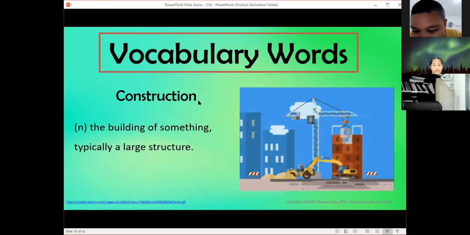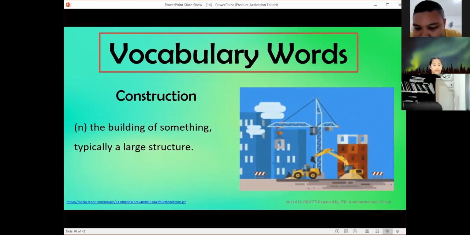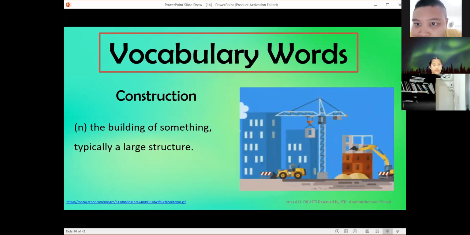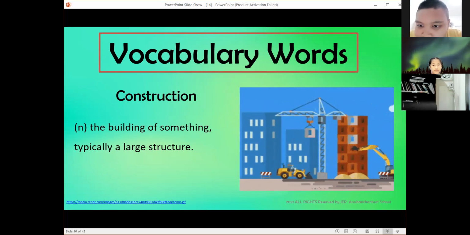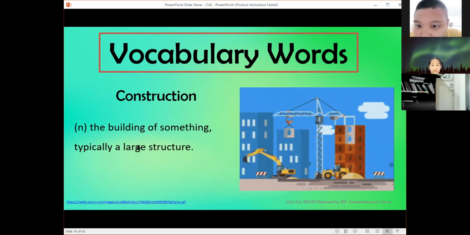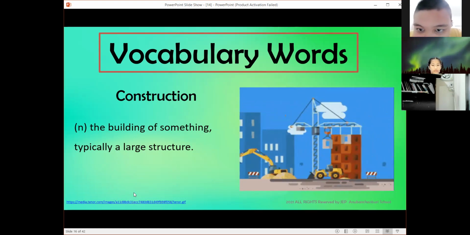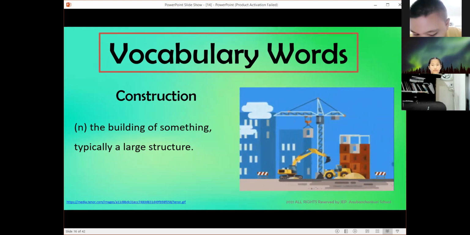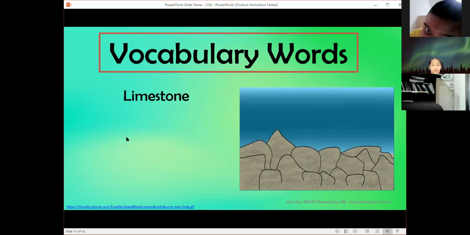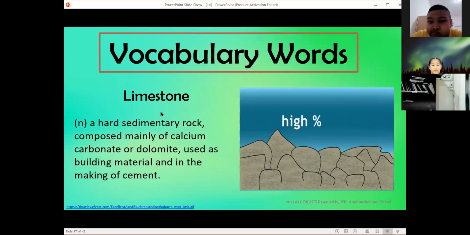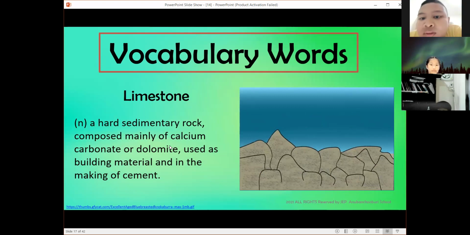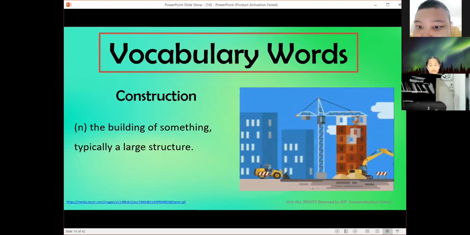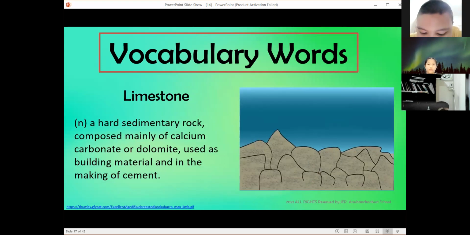Since this will be part of our lesson, I would like to include this. Construction is the process of building something, typically a large structure. One of the many materials that we use in construction is cement. I'm sure you know what cement is, right? We can get cement from sedimentary rocks, as we will learn later. Okay, next word, limestone. Limestone is a hard sedimentary rock composed mainly of calcium carbonate, which we also call dolomite. It is used for building material and in making cement. So we can use limestone to make cement.